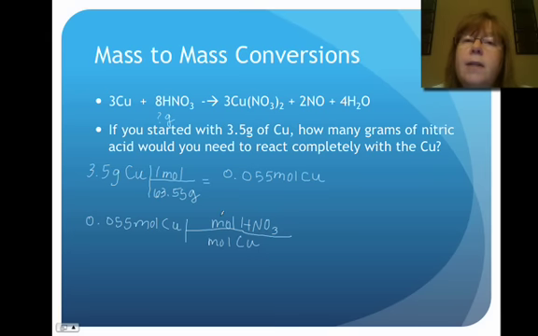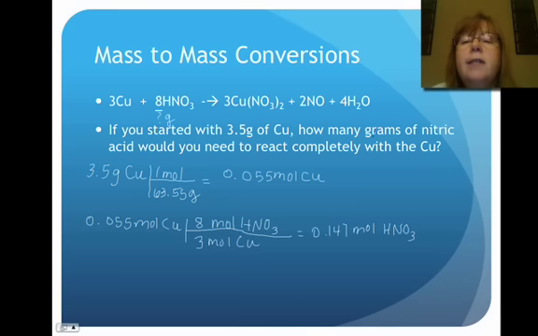Where do these numbers come from, their ratio? From our coefficients in the balanced equation. So an 8 goes with nitric acid, and a 3 goes with copper. And so when we do that, we come up with 0.055 times 8 divided by 3 gives us 0.147 moles of nitric acid. Again, we can only change from one thing to another, so the copper to nitric acid, with our mole-to-mole ratio.